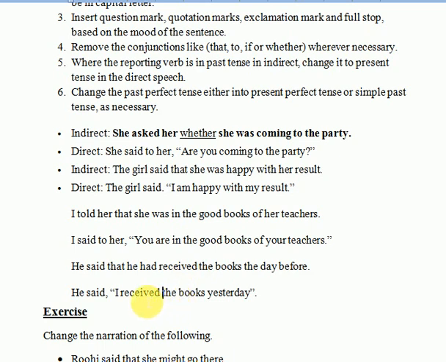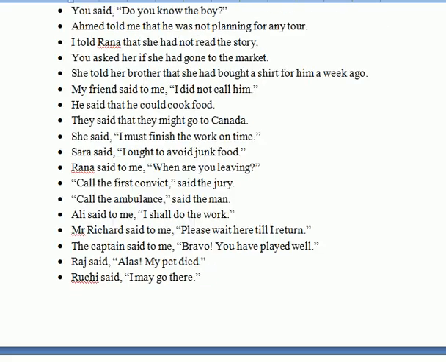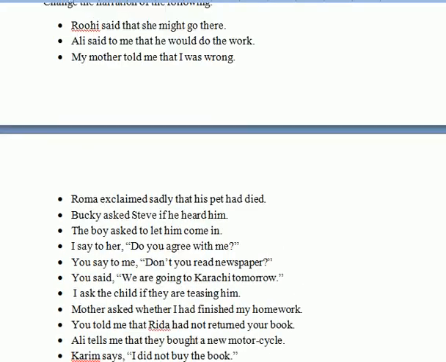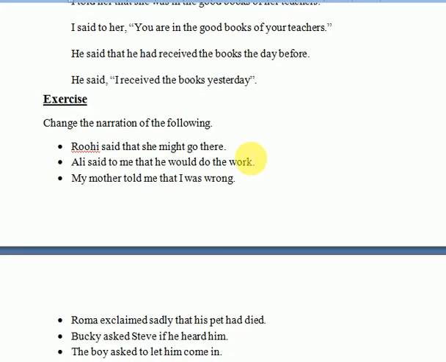In that case that would be, he said that he has already received the books. So we have to go and look for the clues if we are finding ourselves in some confusion like this. Then change that back into the indirect in order to see if you did that right. Now we would take up some exercise. Change the narration, where we are being given mixed sentences.